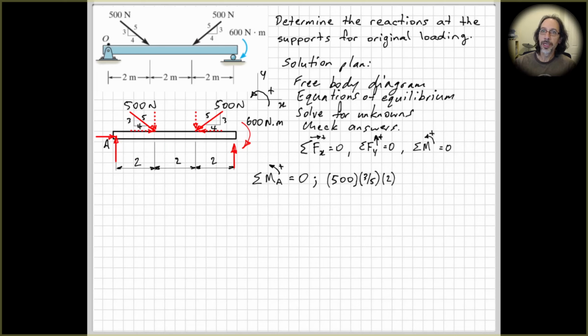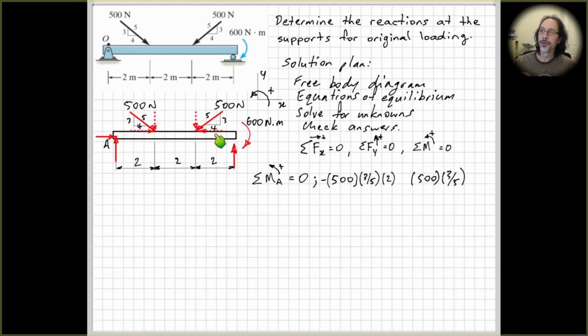And we need to now work out whether it's positive or negative. So I think you can see that that's going to tend to rotate around this way, around point A. So that's clockwise. So therefore we put a negative sign out the front here, right? Because we've taken anti-clockwise as positive. All right, so let's move along to the next one.